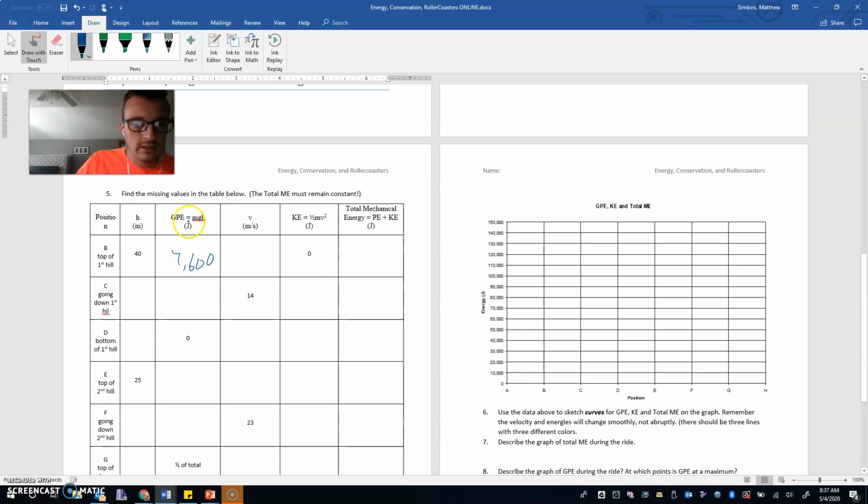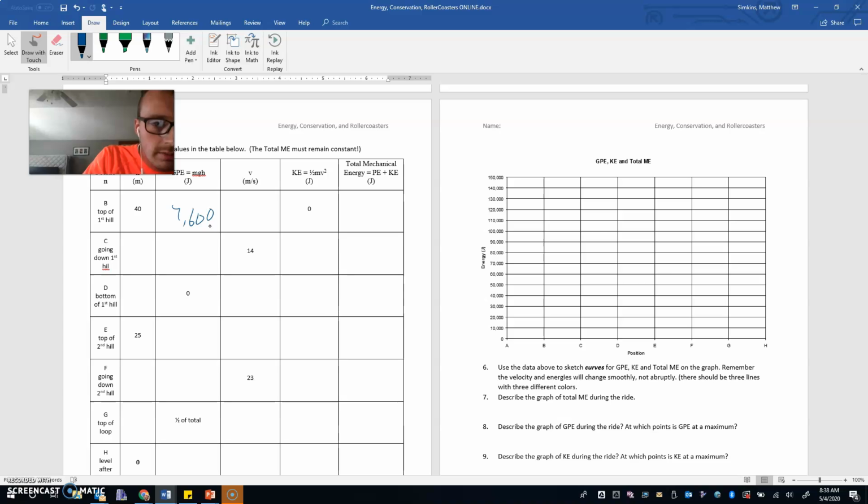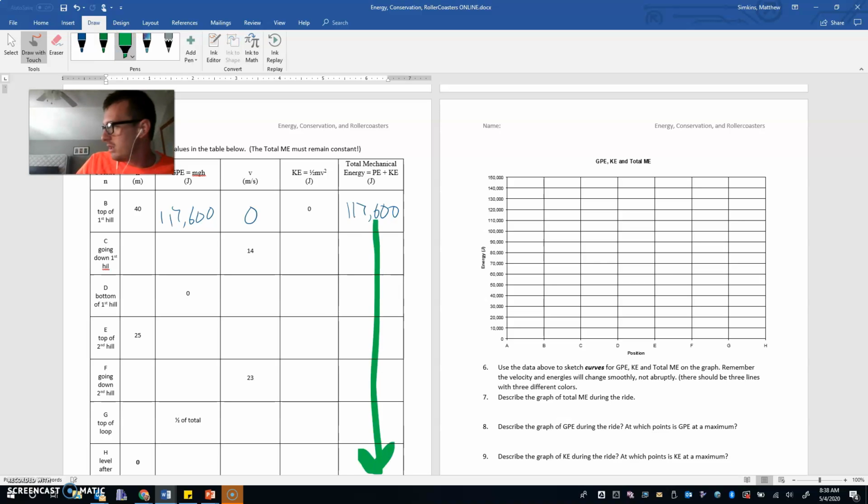Oh, fantastic. It's just completely moving my annotations as I do them live. There we go. That's how much energy we would have. Now, at the top, the velocity is 0, and so the total energy would be 117,600. Well, because of the law of conservation of energy, guys, this number has to stay the same the whole time. So that total energy has to stay the same. So let me walk you through some steps that you might do.